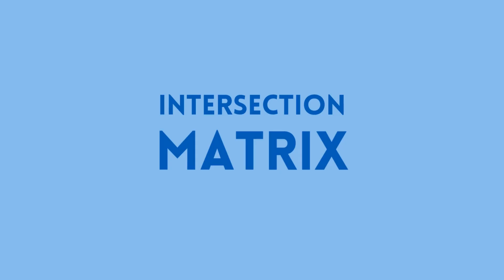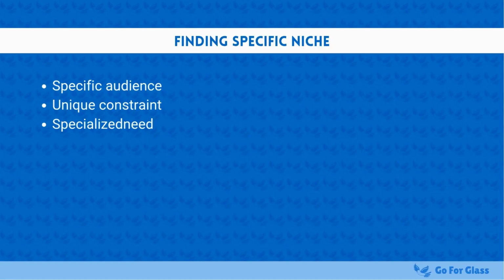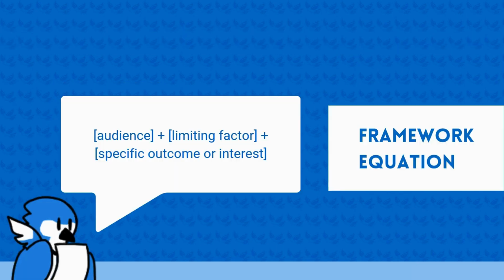Next, we have intersection matrix. The intersection matrix is useful for plotting your specific niche. First, you identify your specific audience, a unique constraint, and finally, a specialized need. The framework for this is audience, in addition to limiting factor, in addition to your specific outcome or interest. For example, you could do freelance illustrators and chronic wrist pain and want to maintain productivity. Or you could do digital nomads and ADHD and want consistent morning routines.